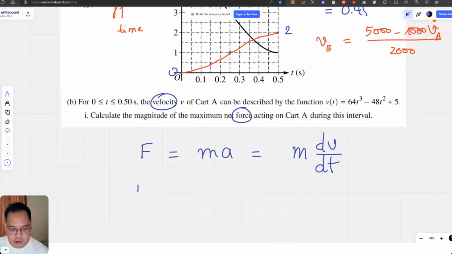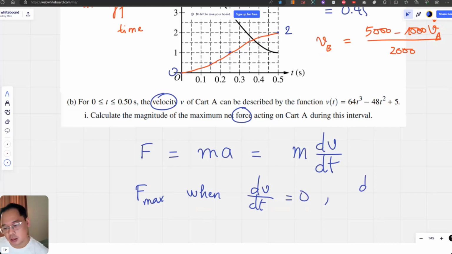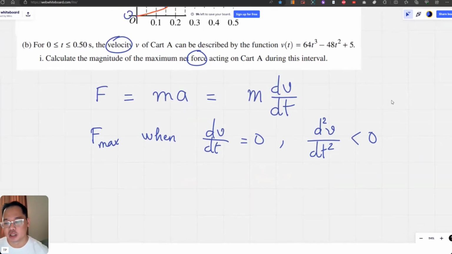So the maximum force is when this derivative, the acceleration, is 0, that is the maximum or minimum. Actually, you have another condition. The force is maximum when this differentiation dv over dt is 0, and the second derivative d squared v over dt squared is smaller than 0. But anyway, when taking this derivative, you have a quadratic function, and that quadratic function is acceleration.